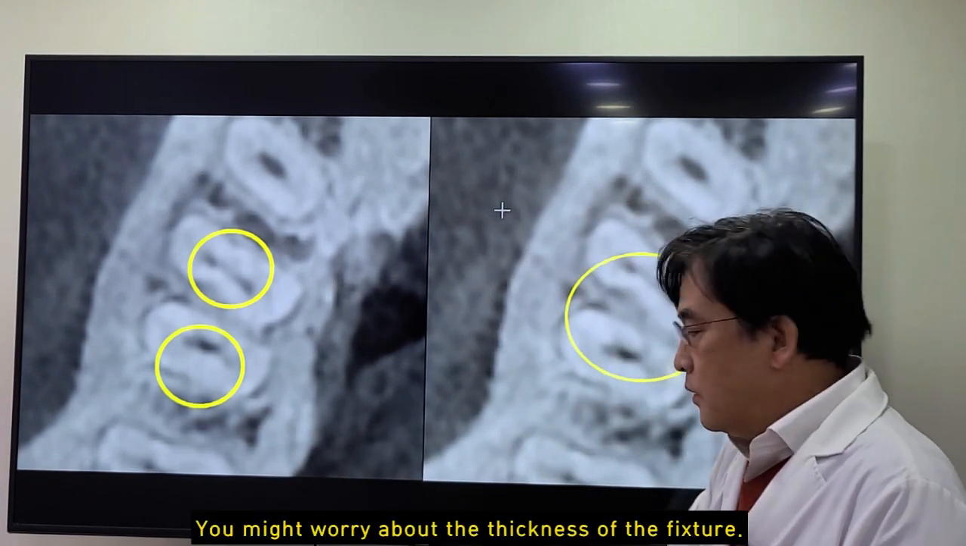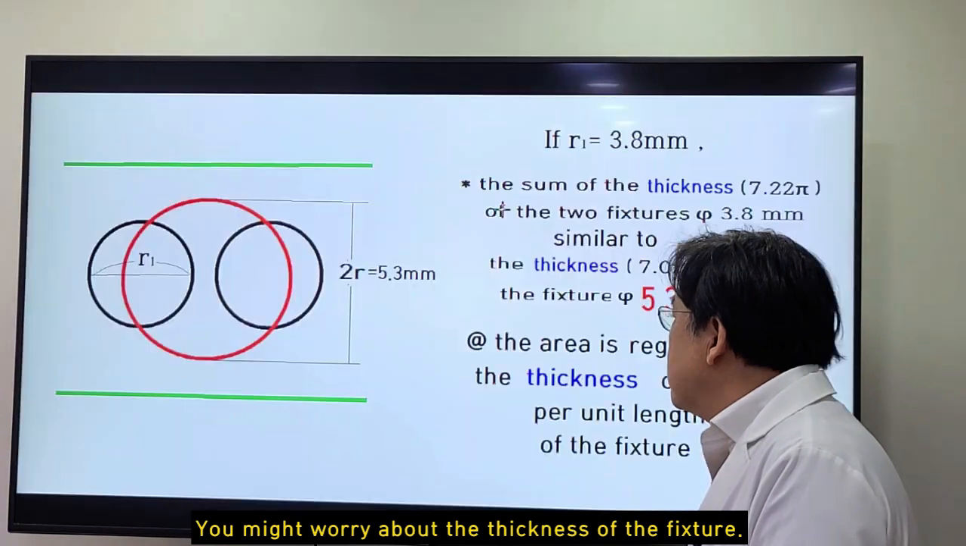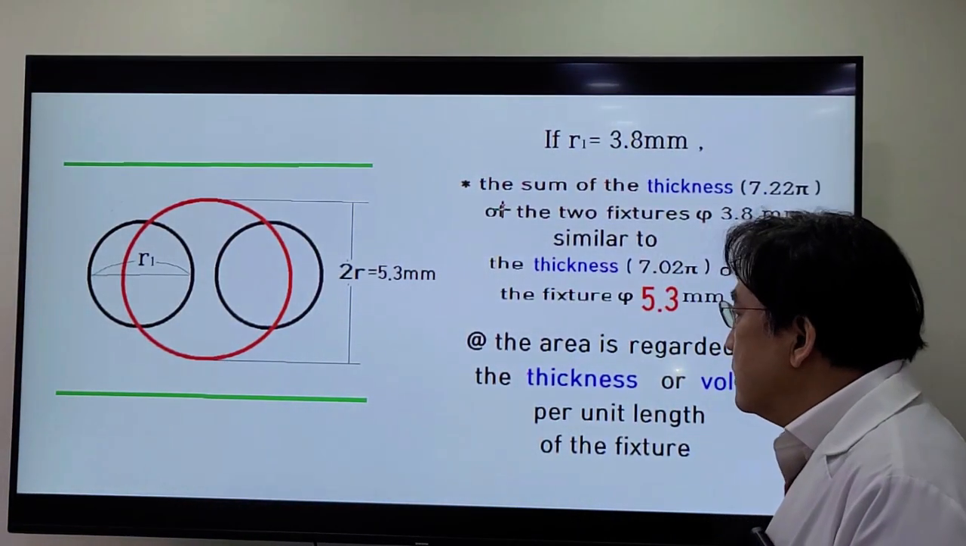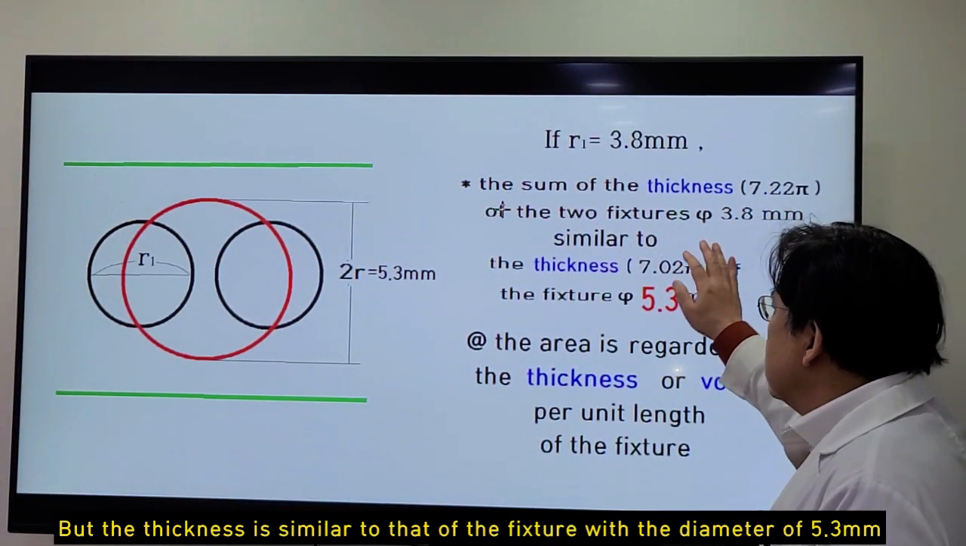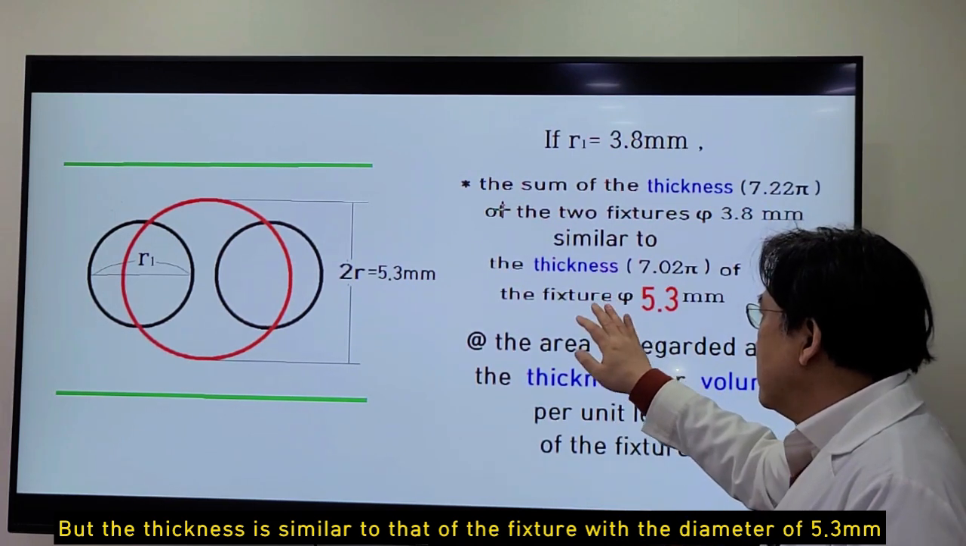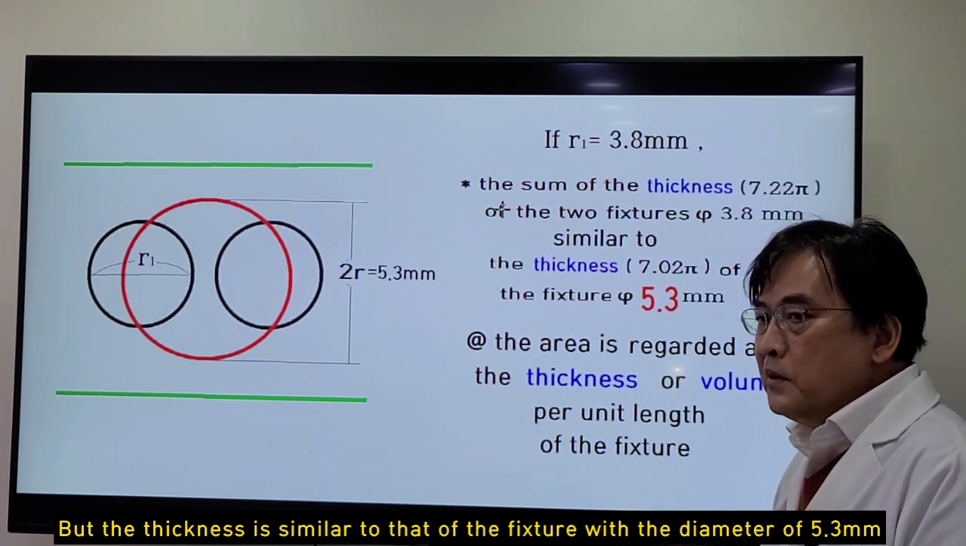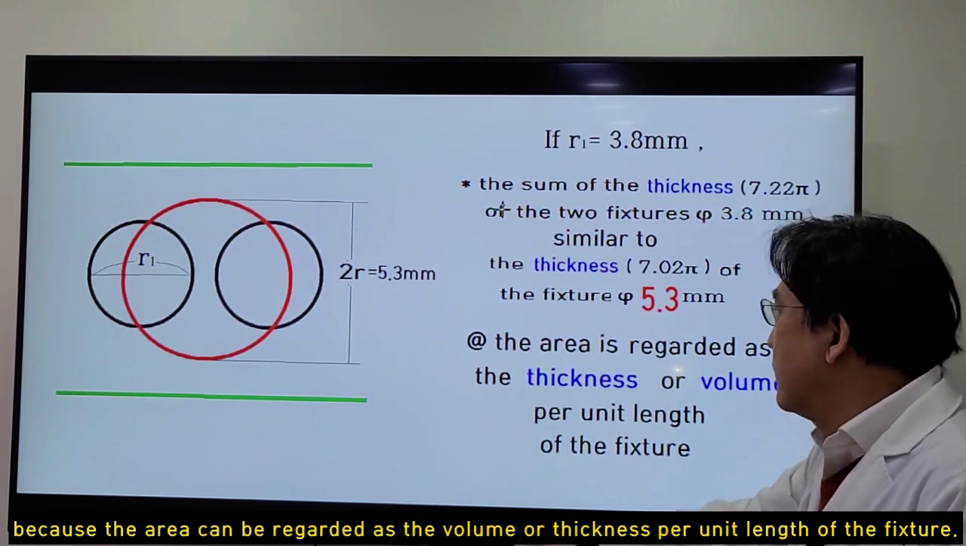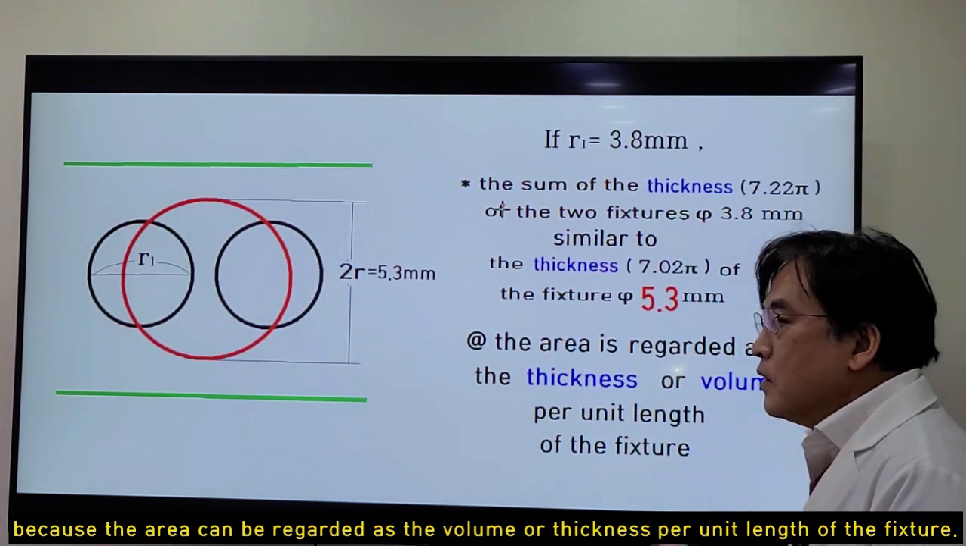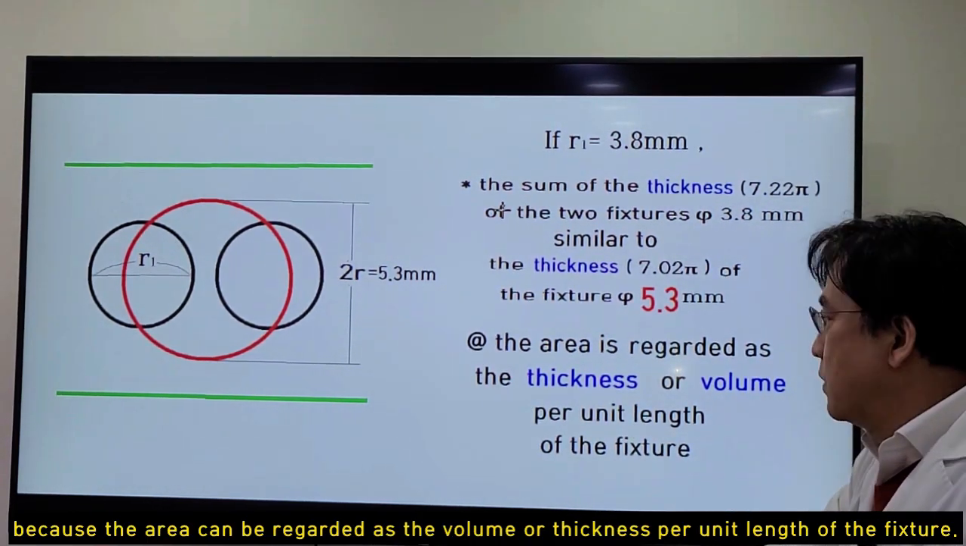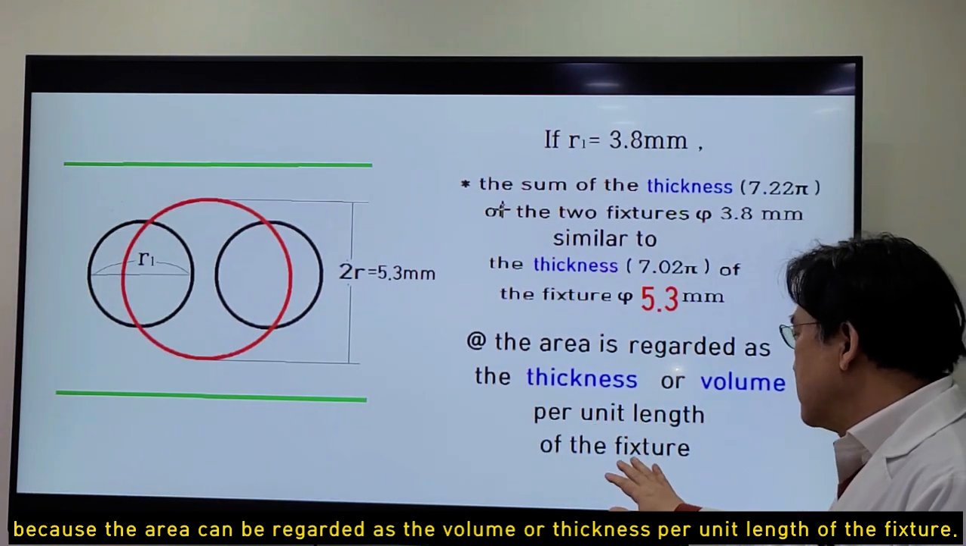You might worry about the thickness of the fixture, but the thickness is similar to that of a fixture with a diameter of 5.3 millimeters, because the area can be regarded as the volume of thickness per unit length of the fixture.